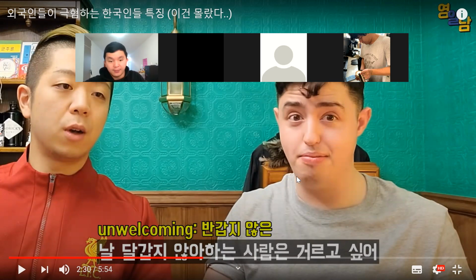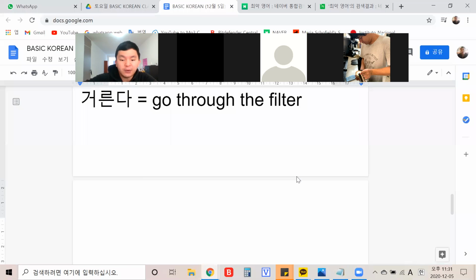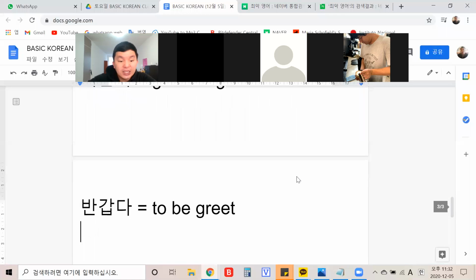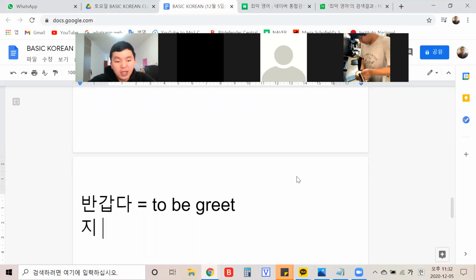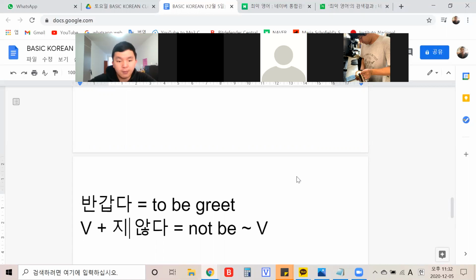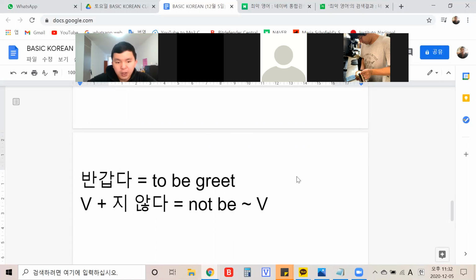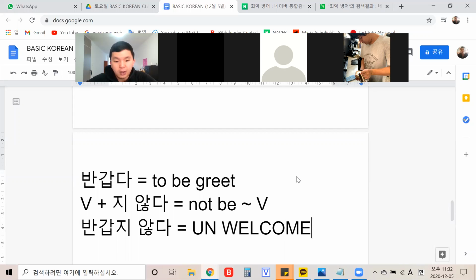반갑지 않은. Looks familiar, no? 반갑다, from the verb 반갑다, which means to be glad, to greet. So 반갑지 않다 is from the grammar 지 않다, which is "not be" about the verb, and the verb comes before 지 here. Which means not be glad. Simply, 반갑지 않다, yeah, not welcome, like unwelcome.